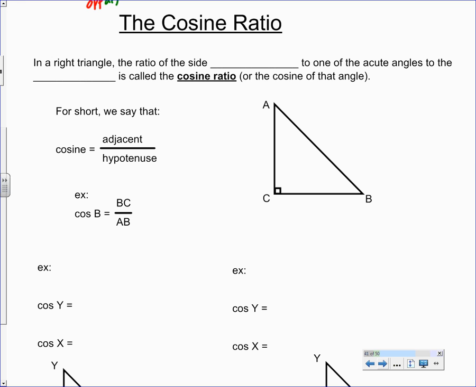So the last of our basic trig ratios is called the cosine ratio. Cosine is a ratio of the adjacent side to the hypotenuse. Again, for short, we just say cosine is adjacent over hypotenuse.